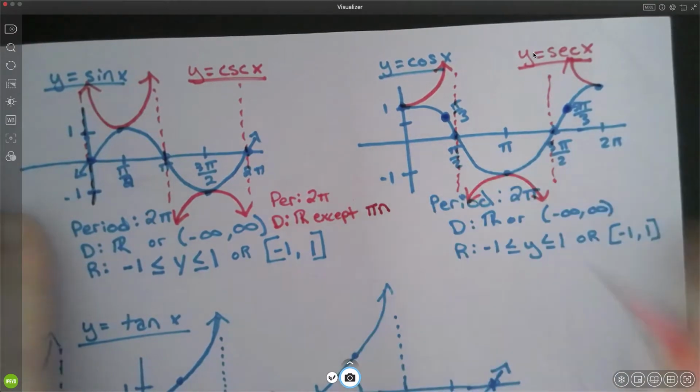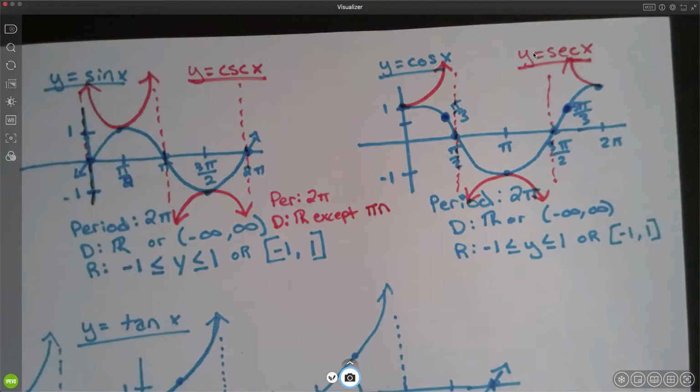Every interval of pi, right? He's not going to touch every interval of pi. So every interval of pi he will not touch. The range.